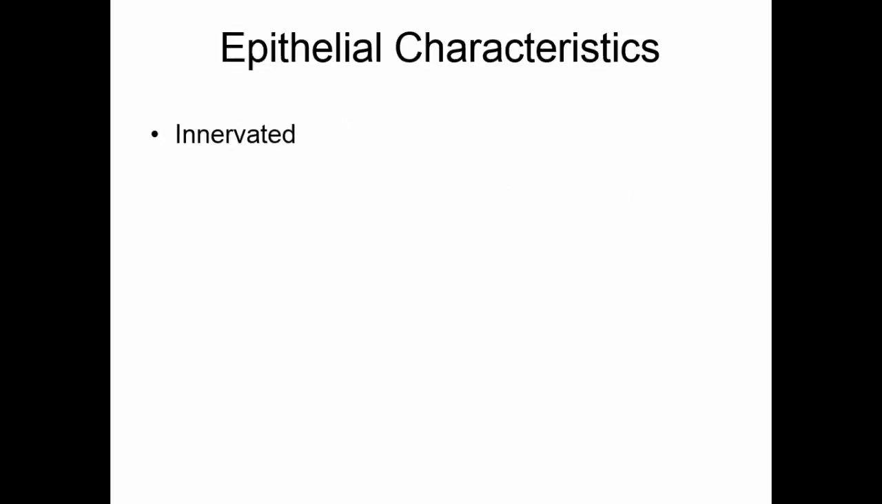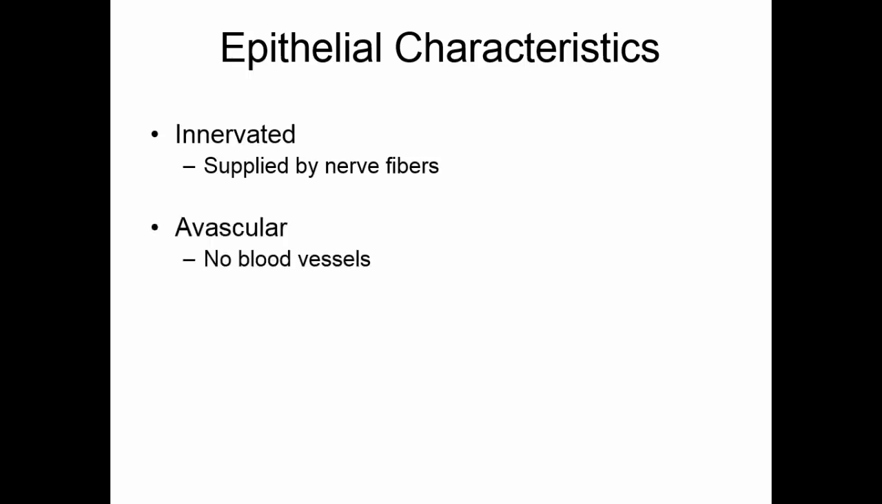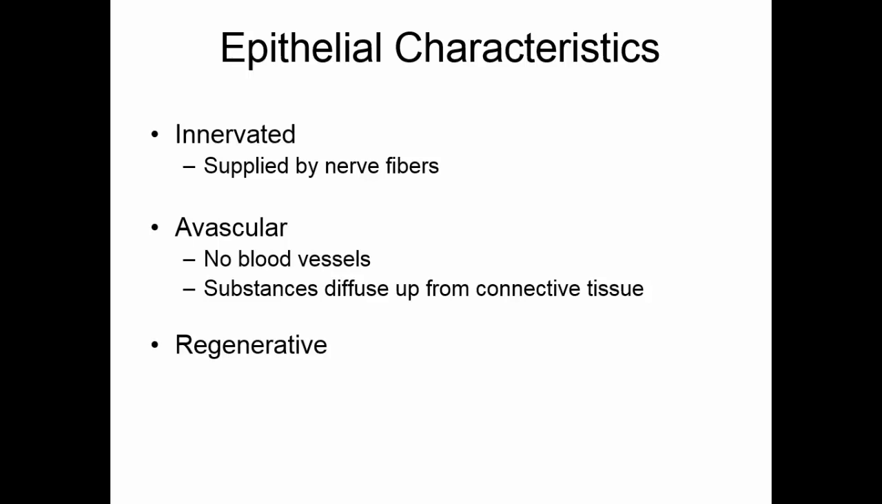Epithelial tissues are well innervated. They have a good supply of nerve fibers. They're also avascular. There are no blood vessels in the epithelial tissue. It gets nourishment by substances diffusing up from the underlying connective tissue. Epithelial cells retain their ability to divide throughout your life, so they are regenerative. They can replace themselves, which is good because we're constantly shedding these to the environment.